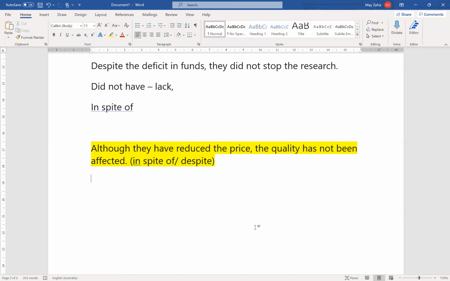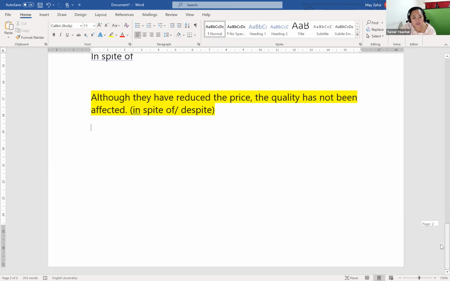Despite the decline in price. Yes, decline could be a noun there. Correct. All right. Despite the decline in the price. Yes, correct. Beautiful. Okay, so now let's keep going. Let's practice some more.